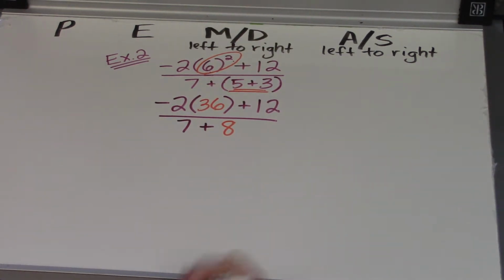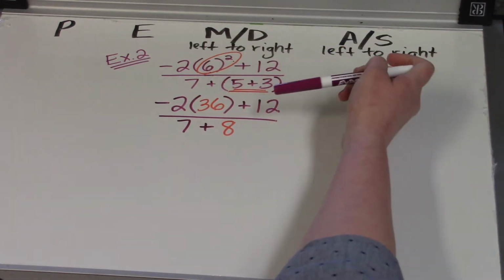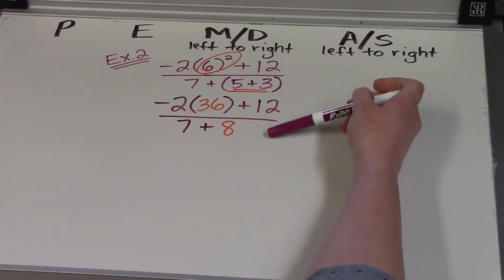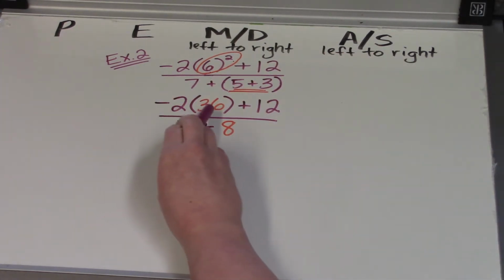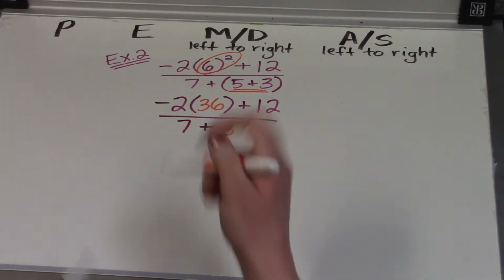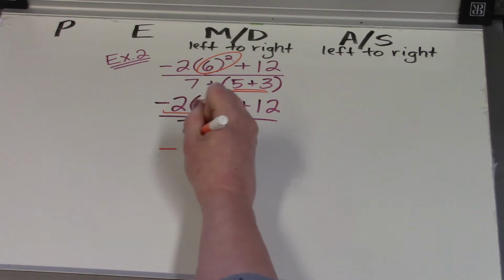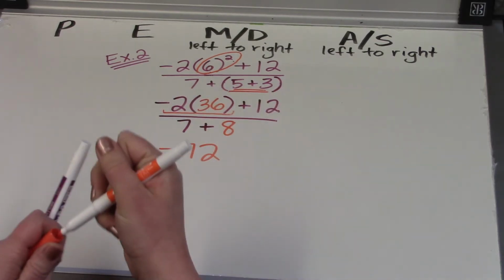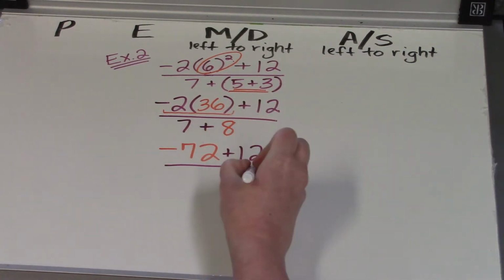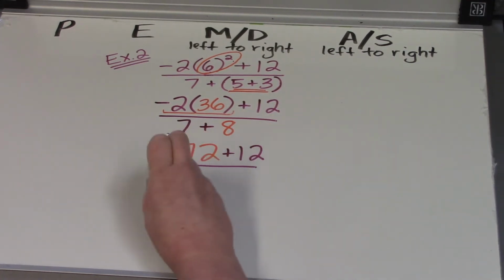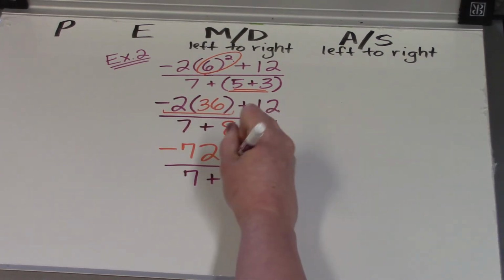The next thing that I'm going to do is multiply or divide from left to right, and I'm going to look for that in both the numerator and the denominator. On the top of the fraction, we have -2 times 36. So if I combine those two numbers by multiplying, that's going to give me a -72 plus 12. In the denominator, we don't have any multiplication or division, so I'm just going to copy down 7 plus 8 for now.